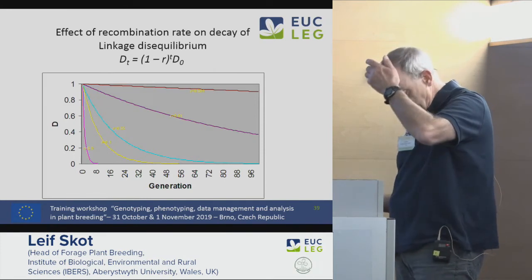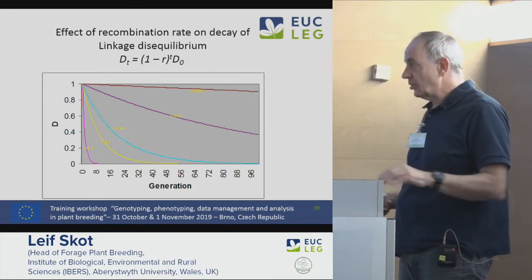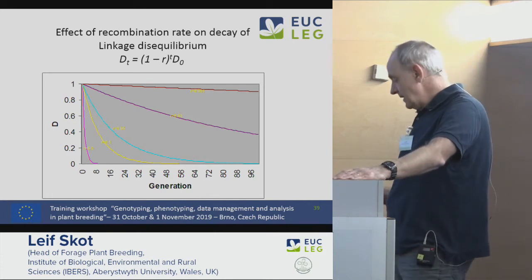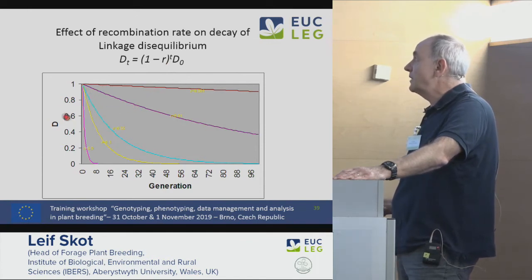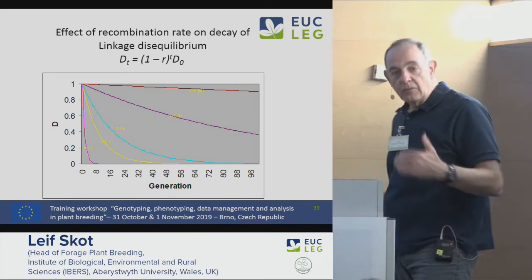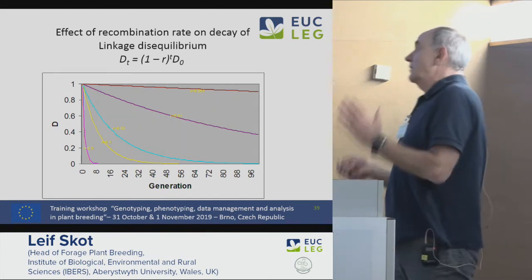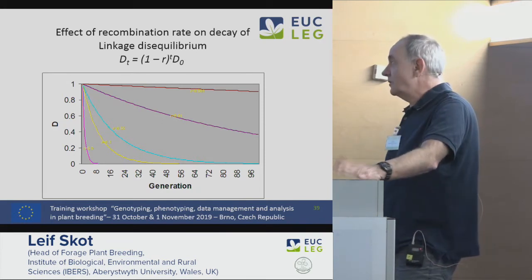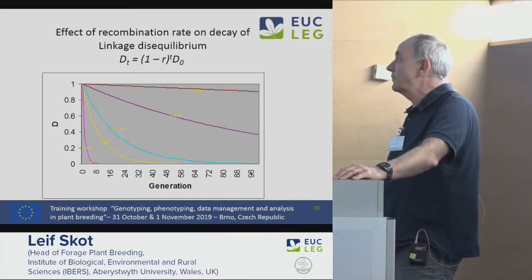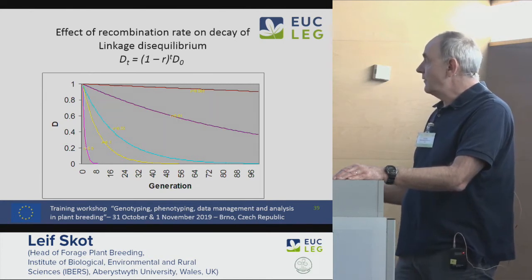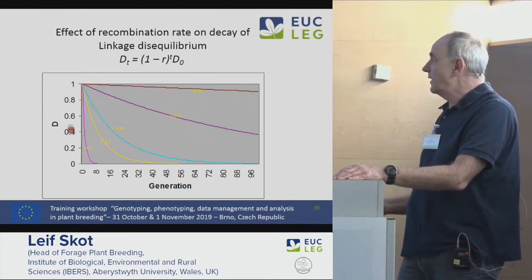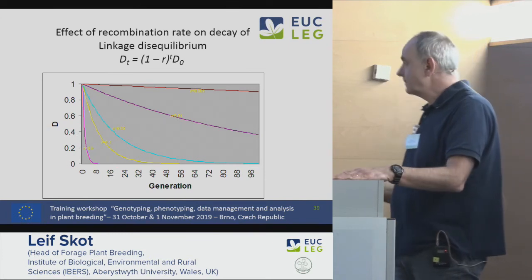Theoretically, in an idealized population, LD decays. Decay is related to the number of generations and the recombination frequency. So the lower the recombination frequency is, i.e. the closer the marker is to the trait, or the 2 markers are to each other, the longer it takes for linkage disequilibrium to decay. And of course, if they're not linked at all, it's very fast. It goes down to 0.